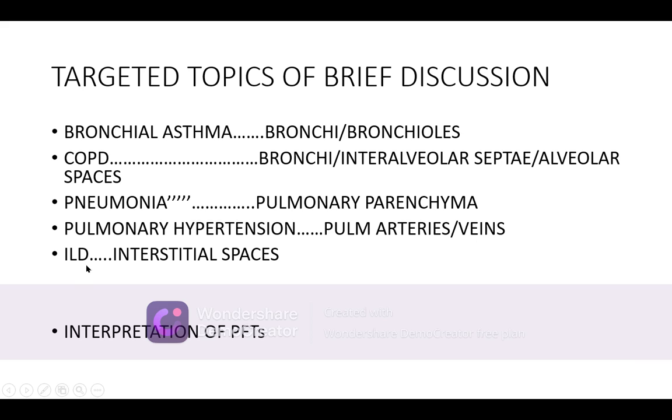ILD means interstitial lung diseases. It will target the interstitial spaces, which are in between the terminal bronchioles. You see these spaces where the fluid is coming in and out. It is the interstitium of any tissue, and here it is the interstitium of the lung. After some of these topics are discussed, we go for the interpretation of pulmonary function tests.